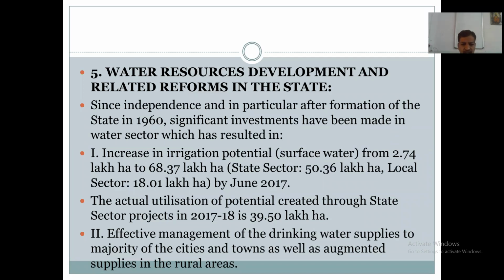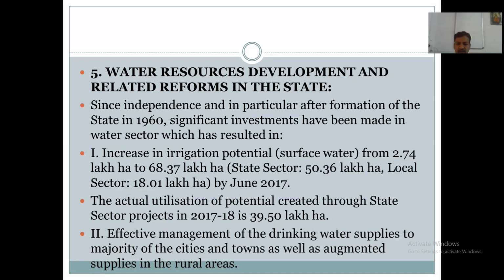First point: the irrigation potential from surface water has increased from 2.74 lakh hectare to 68.37 lakh hectare. The state sector has 50.36 lakh hectare and the local sector has 18.01 lakh hectare. This is up to June 2017.